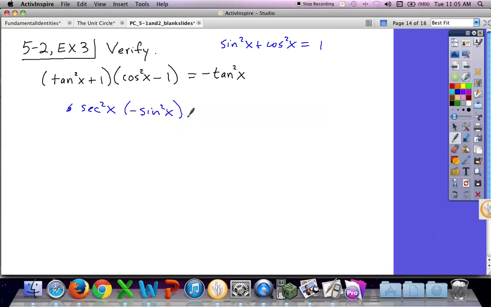Okay. Now, looking at the right-hand side, what should I do next? I mean, what does tan squared equal? Tan squared equals sine squared over cosine squared. I've got the sine squared. Where's the cosine squared coming from?